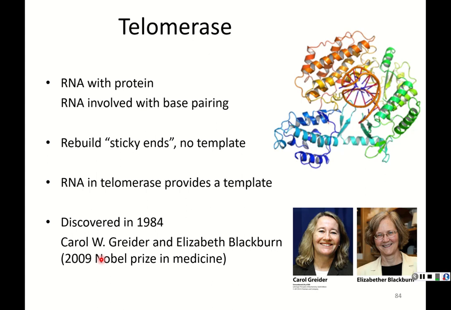Right? What this is, is a mixture of RNA and protein. The RNA is shown here in the center, and the protein, mostly alpha helix, is shown around it. Okay? The RNA is involved in base pairing. These help rebuild the sticky ends with no template. So the RNA in the telomerase provides that template.